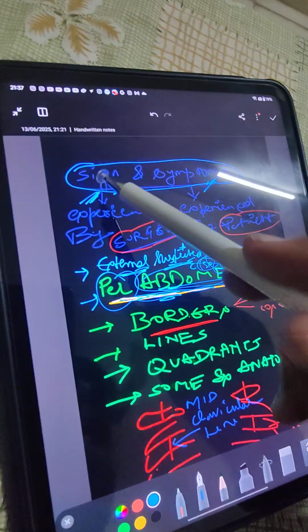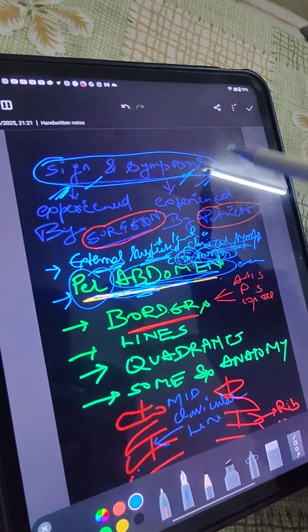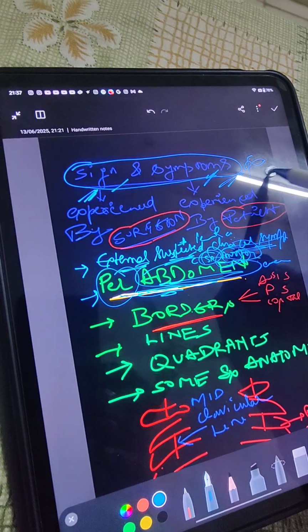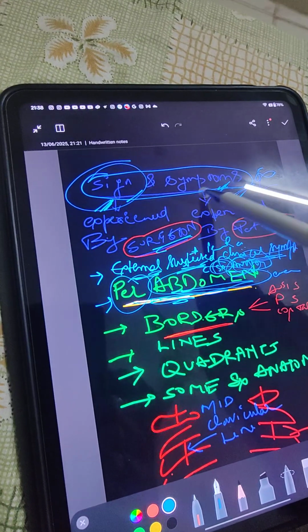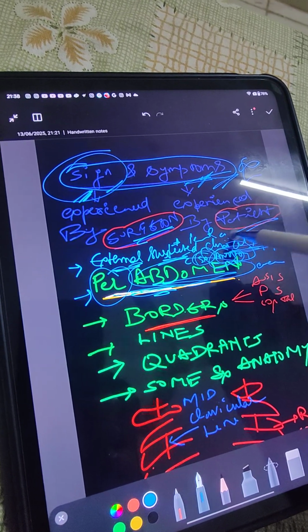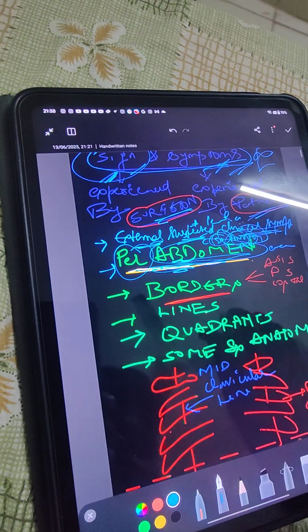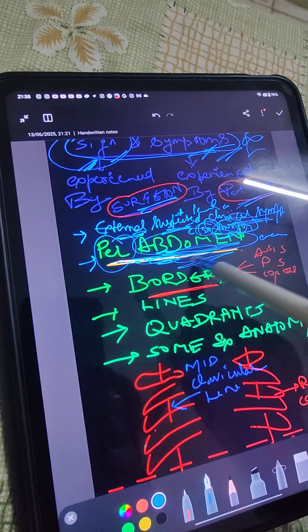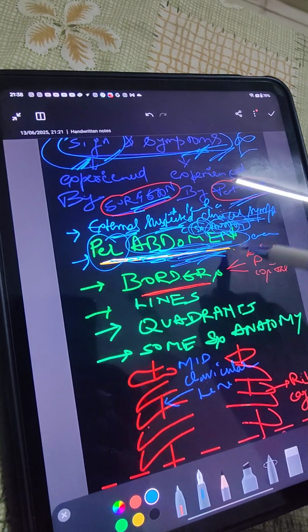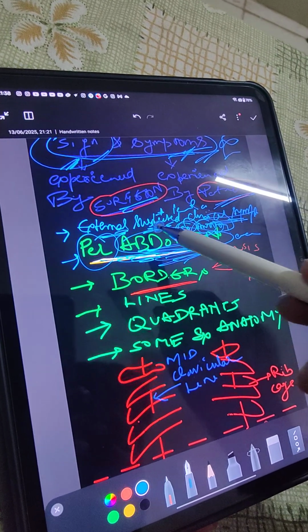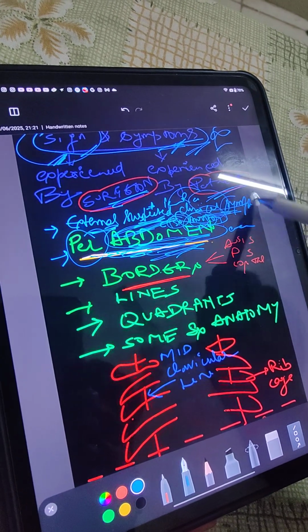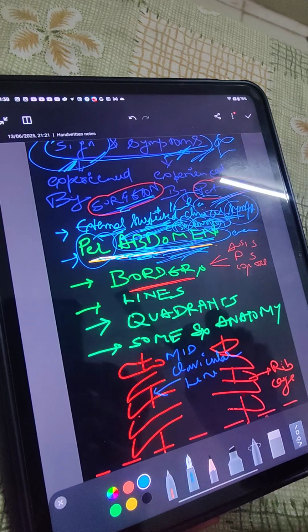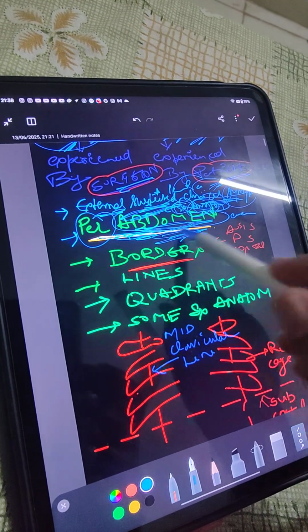Today's topic is special signs and symptoms pertaining to surgery. What is a sign? A sign is experienced mainly by the surgeon. Symptoms are experienced mainly by the patient. In this part we will discuss per-abdominal examination with some surgical anatomy. In the second part we will discuss external suspected clinical symptoms with some respiratory examination.